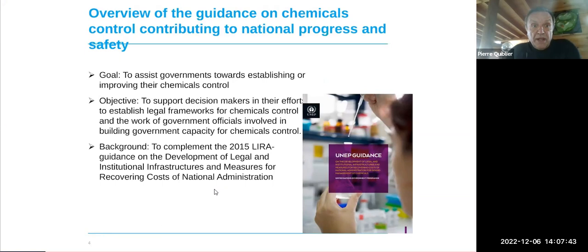So what was the goal here? It was to assist governments toward establishing or improving their chemicals control capacity. The objective is to support decision makers in their efforts to establish legal frameworks for chemicals control and the work of government officials involved in building government capacity for chemicals control. It has to be perceived as a complementary element of the first LIRA guidance that we developed on the development of legal and institutional infrastructures and measures for recovering costs of national administrations.